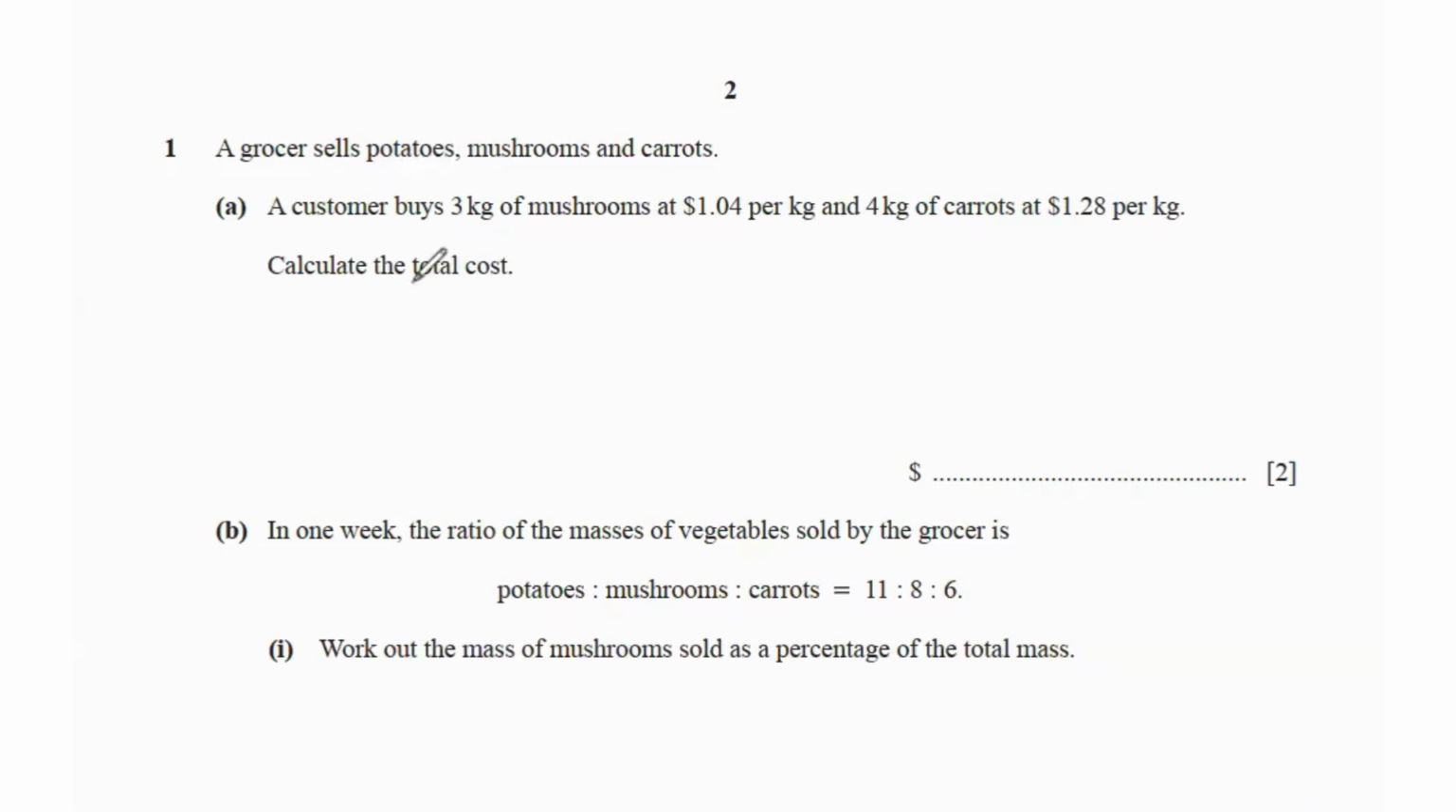In the first question, it says that the grocer sells potatoes, mushrooms, and carrots. A customer buys 3 kg of mushrooms at $1.04 per kg and 4 kg of carrots at $1.28 per kg. Calculate the total cost. So for the total cost, we will do 3 times 1.04 plus 4 times 1.28. That is going to add up to $8.24.